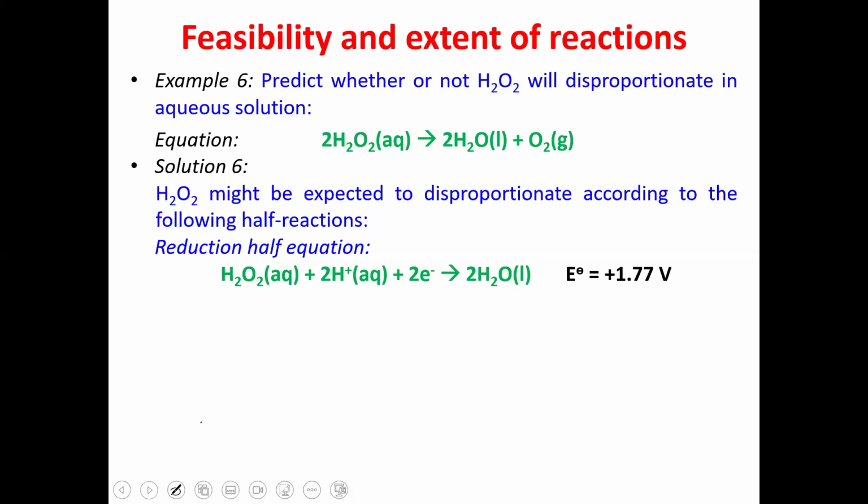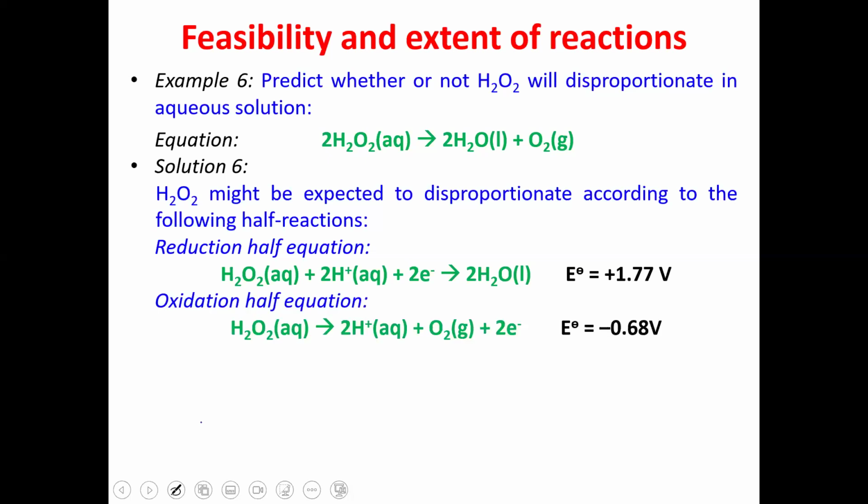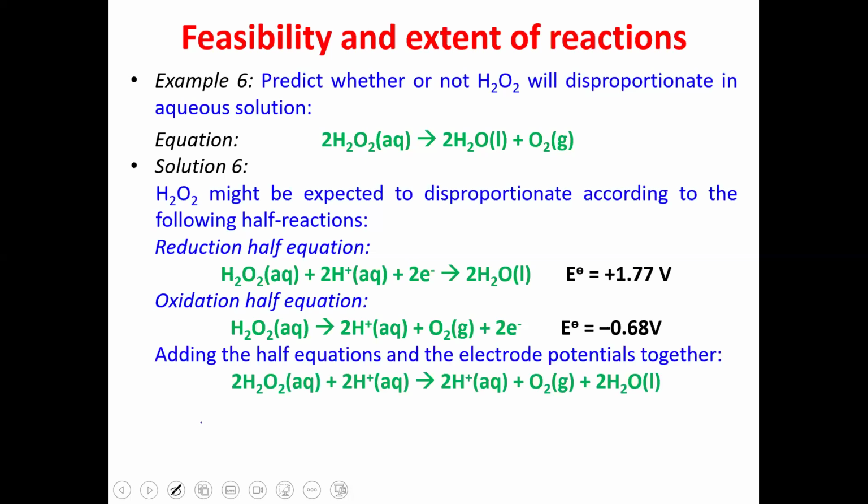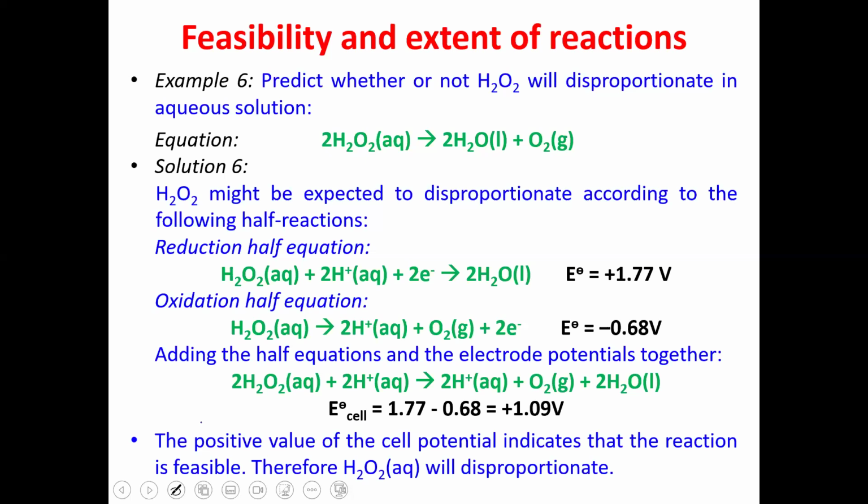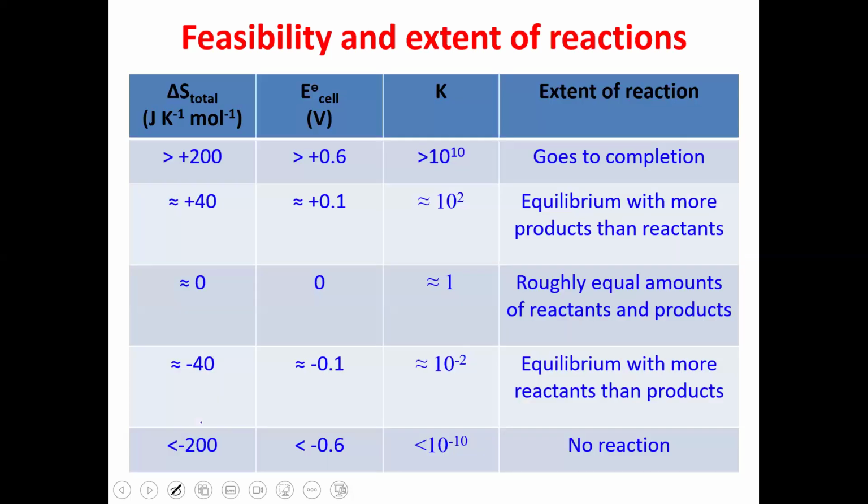Look at the first half equation. H2O2 plus 2H⁺ takes two electrons and it is 1.77. And then the oxidation equation, if we reverse it, H2O2 gives you 2H⁺ plus O2 plus 2 electrons. Now, if we combine the two equations, we get an electrode potential of positive 1.09. The answer is positive, so it means this reaction is going to occur. This is a very memorable thing to remember: you are not supposed to memorize these values. The main thing to remember is that it is a relative feasibility.